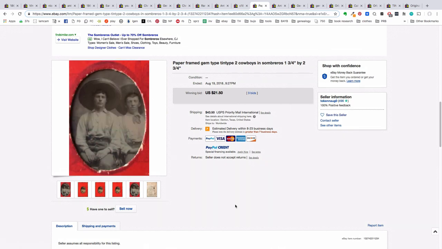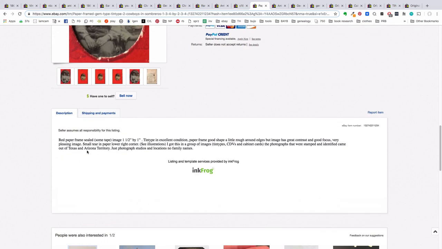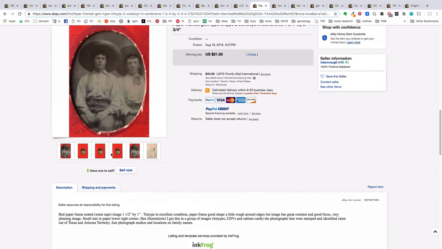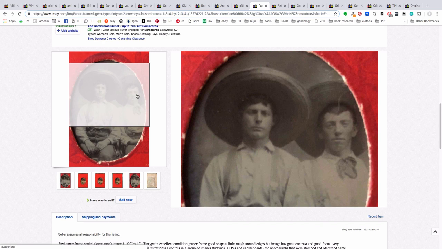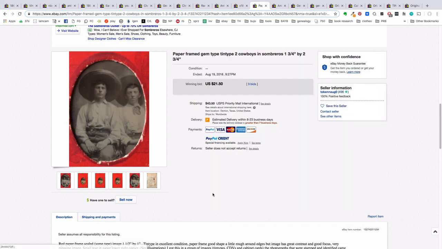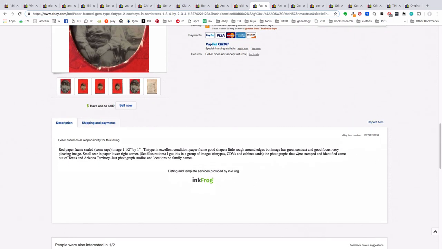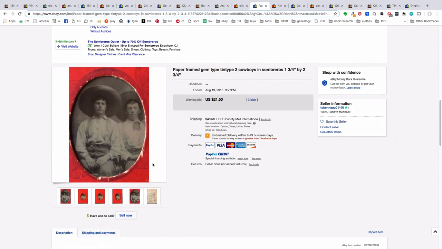Here's another one that was taken in Texas, I believe. Let's see, Texas and Arizona Territory. And here are these guys in sombreros, which again is a really interesting little captured piece of cultural history. I don't know, maybe they're Mexican, maybe they're from the US, but it's an interesting time and place and outfit. They said in this description that the photography studios were named and located, but they didn't say what those were, which I think would have added to this listing and maybe helped it sell higher.